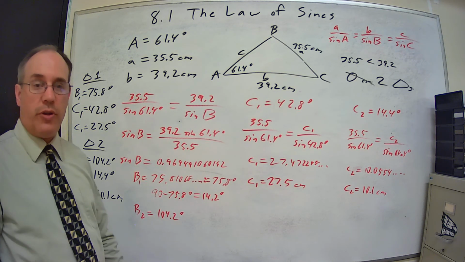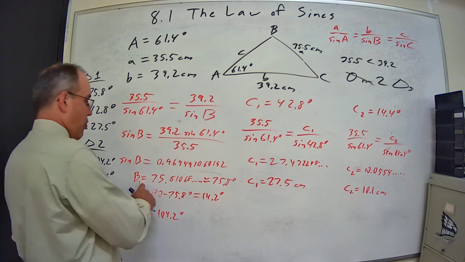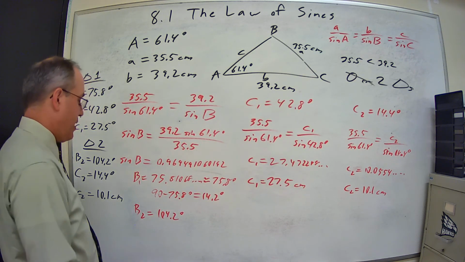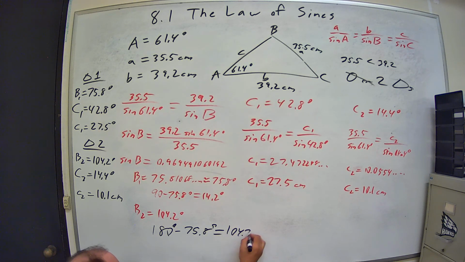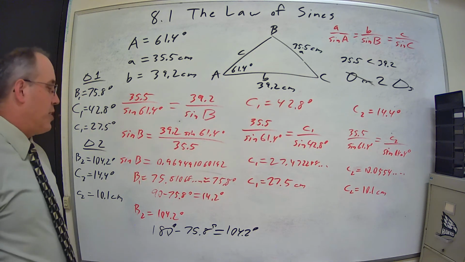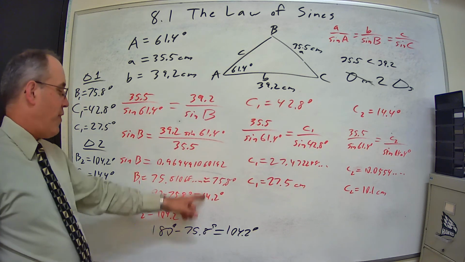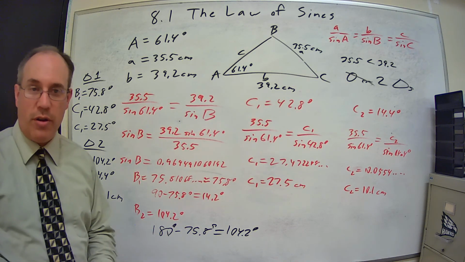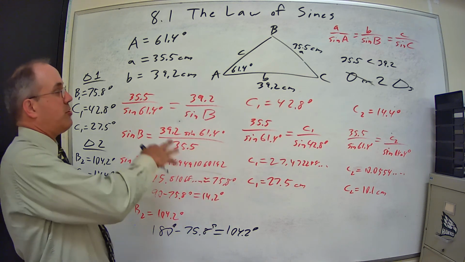The other possibility is you take the supplement. So we had 75.8. If we subtract that from 180, 180 minus 75.8 gives us 104.2 degrees. So to get your second angle, either find its supplement, or find its complement and add that to 90 to get it. Either way, whichever one you prefer, makes no difference as long as you do it right. So there we go. So that's the ambiguous case with two triangles.